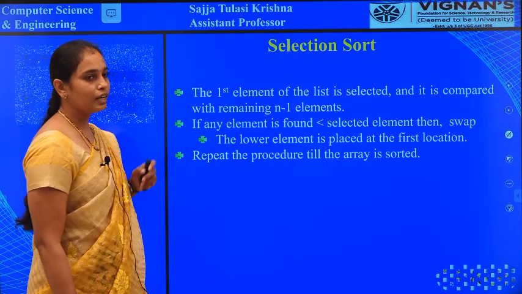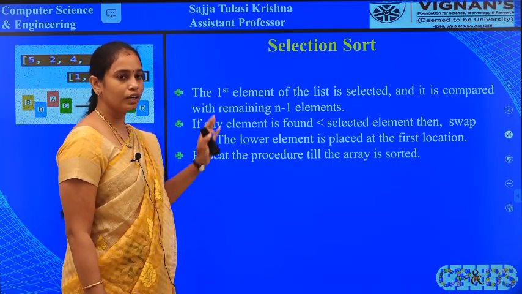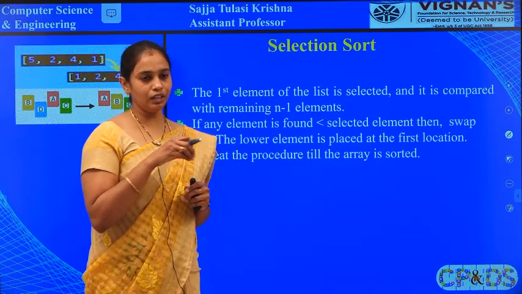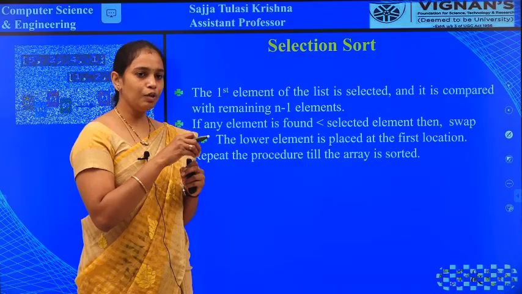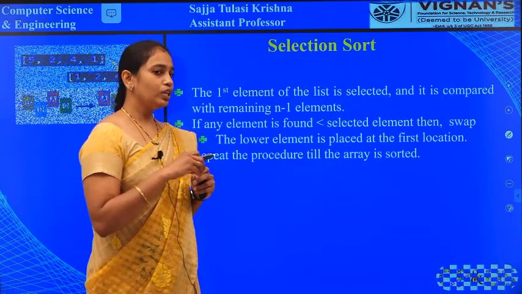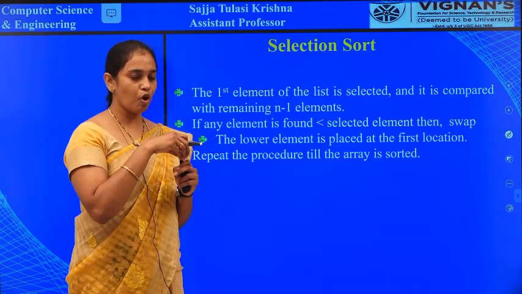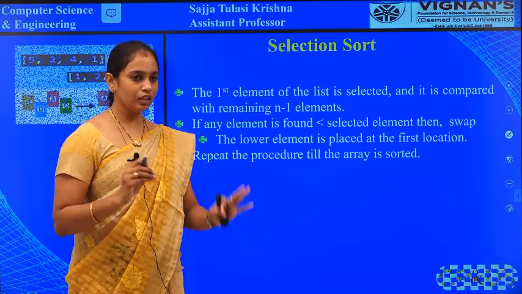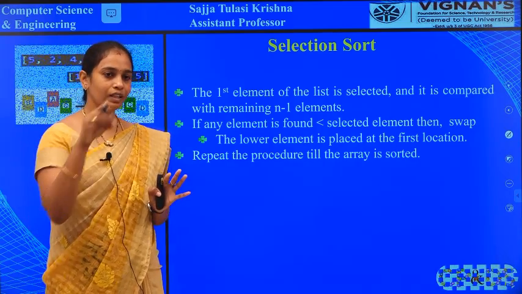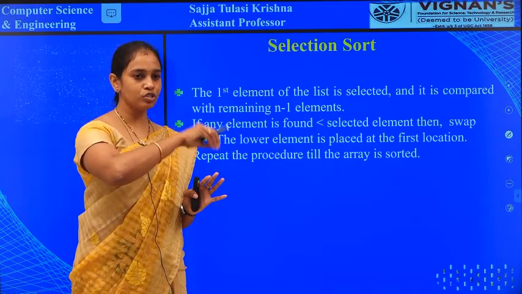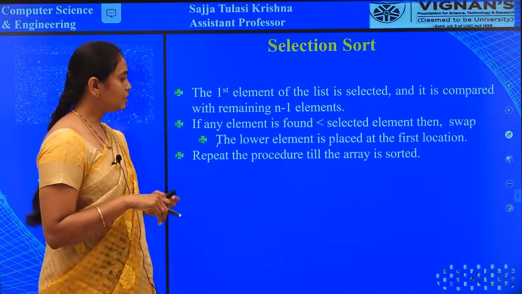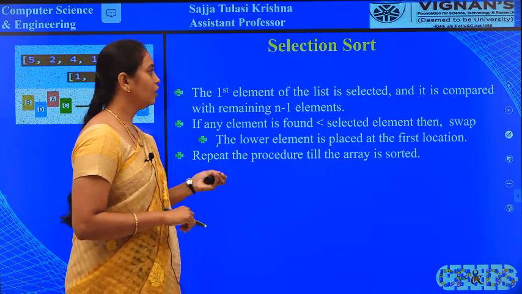Next one, selection sort. The third sort, that is selection sort. In this selection sort, one element is selected in the list. That element is compared with all the remaining elements. If this element is smaller than the remaining elements, it is placed in its place only. If any element is less than this element, then we have to swap with this element and continue the same process. That is about the selection sort.